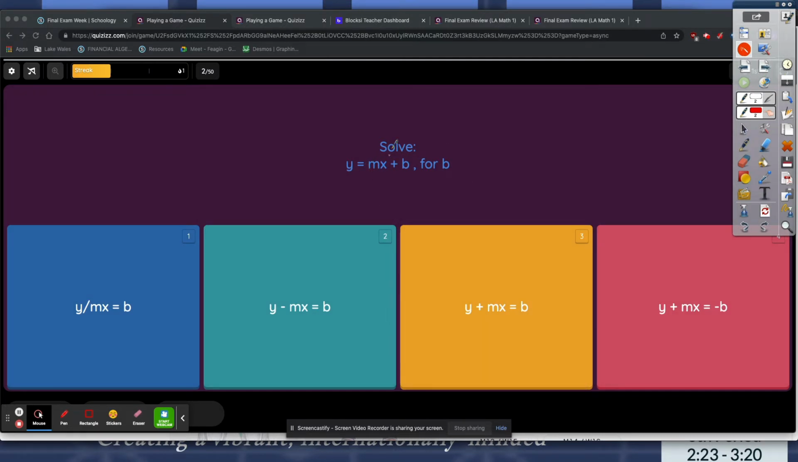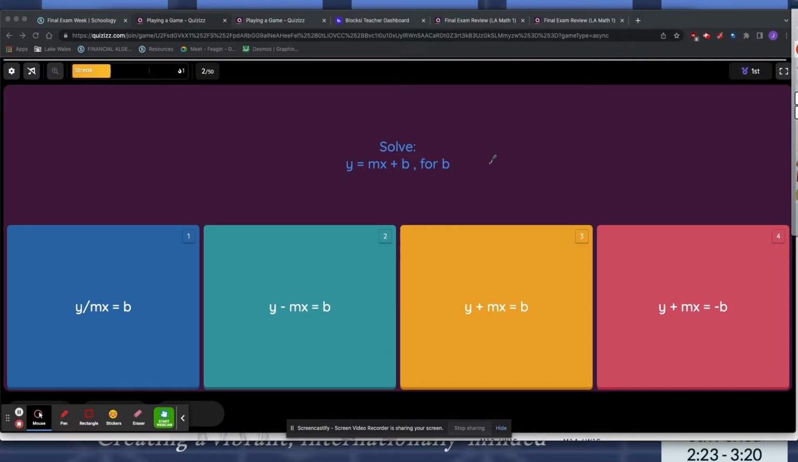Again, we got another literal equation right here, y equals mx plus b. That's for a line, and right now they want us to get b all by itself. So first thing you do is locate b and understand the relationship with all the other variables. In terms of b, what's happening to b?